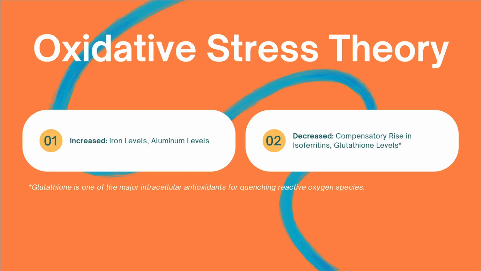The oxidative stress theory, which is also known as the free radical theory of aging, but I prefer the shorter title, suggests that aging and many chronic diseases are caused by the cumulative damage inflicted on cells by highly reactive molecules called free radicals. With OST, it usually has an increased amount of iron and aluminum and a decrease in the compensatory rise in isoferritins and glutathione levels. Glutathione is one of the major intracellular antioxidants for quenching reactive oxygen species.